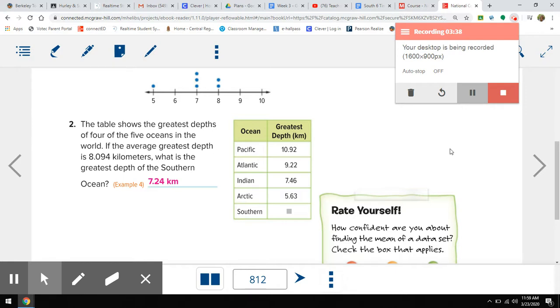Basically, what you needed to do is take the 8.094 and multiply that by 5, which would give you 40 and 47 hundredths. You had to take that and subtract it from all of the depths that they gave you. And that's where that 7 and 24 hundredths kilometers comes from. That one was very difficult. If you did it, great. If you did not, don't worry about it. That was kind of a challenge I threw in for you.